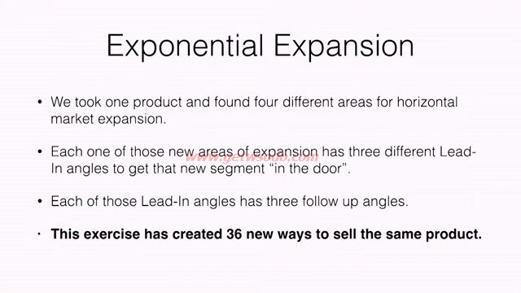Now, each of those different areas of expansion have 3 different lead-in angles, right? Each of those lead-in angles have 3 follow-up angles. So what we just did was we exponentially increased the reach and depth of a single product by 36 different ways. So you can do it, right? Does that make sense? All right, cool. Now, I've never taught that before, so conceptually, do you get it?